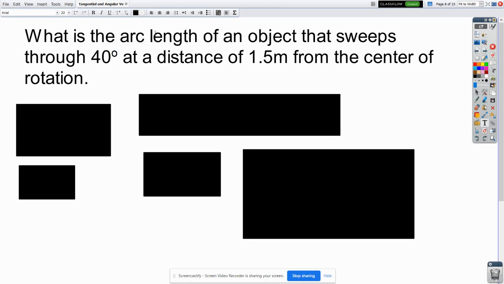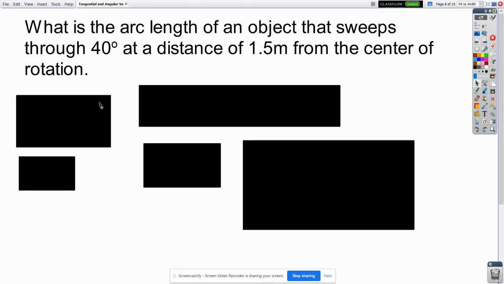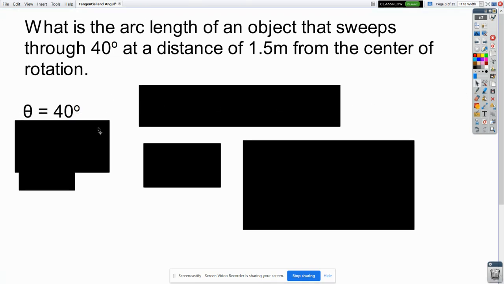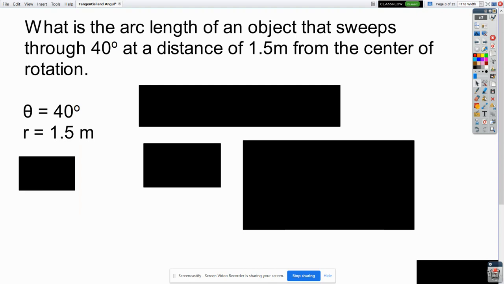So let's figure out what the arc length is of an object that sweeps through 40 degrees at a distance of 1.5 meters from the center of rotation. First, the 40 degrees, that is our angular displacement, theta. The 1.5 meters from the center of rotation, that is the radius.